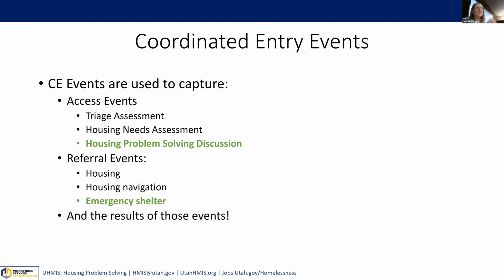It's the most well set example of how we use these types of CE events. We also have referral events. These are referrals to housing projects, housing navigation support services, emergency shelter, which is a part of housing problem solving, and the results. All of this shows up on that reporting and is what we can say how your community is operating. So adding a CE event is pretty simple.